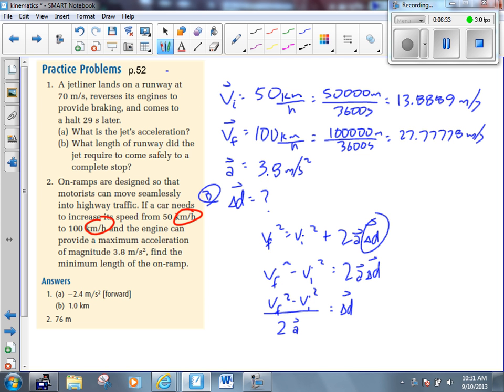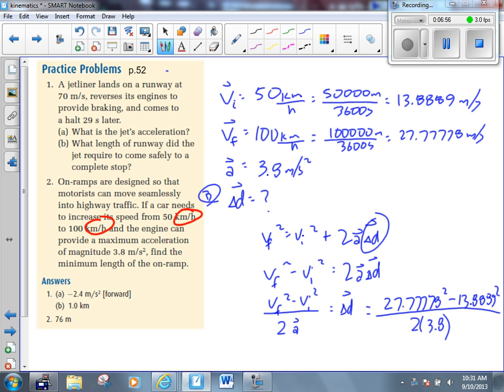Solving for delta d, plug our numbers in here now. Vf is 27.7778 minus 13.8889 squared divided by 2 times 3.8. I can't tell you how many people I saw do this yesterday. There was at least, I think, 4 of you that did this yesterday.